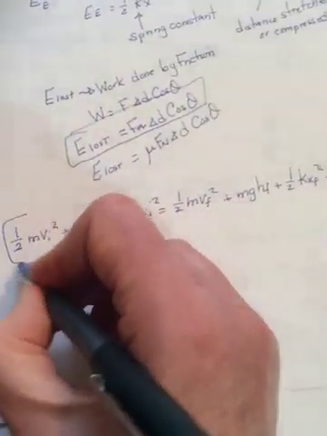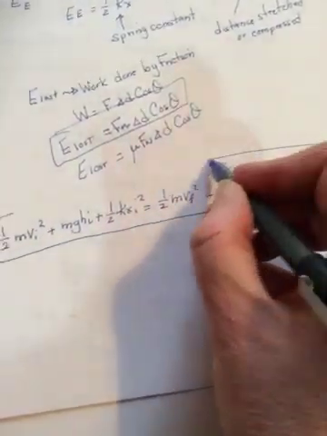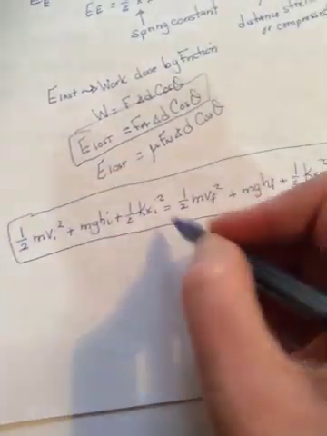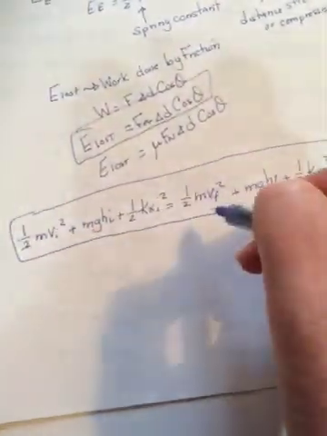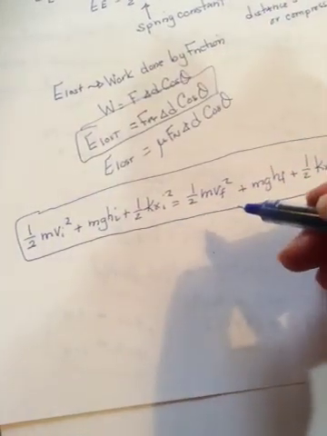Now, we don't use this in a collision. If it's a collision, we use momentum, because momentum is always conserved. We use this when there's a change in height or a change in speed or something's getting stretched or compressed.